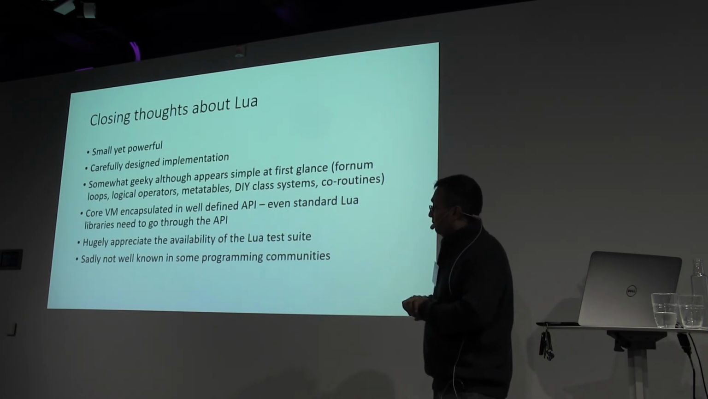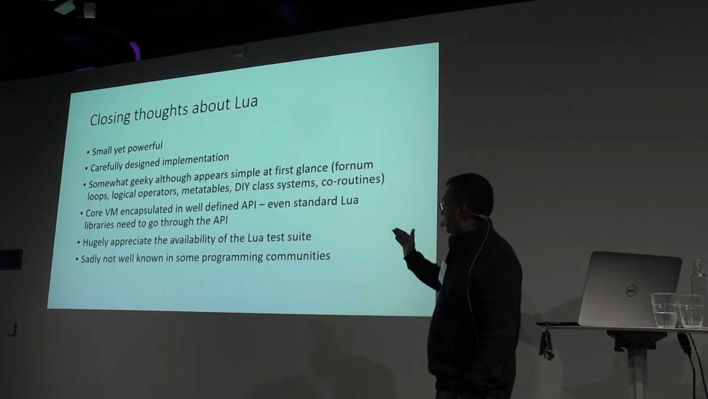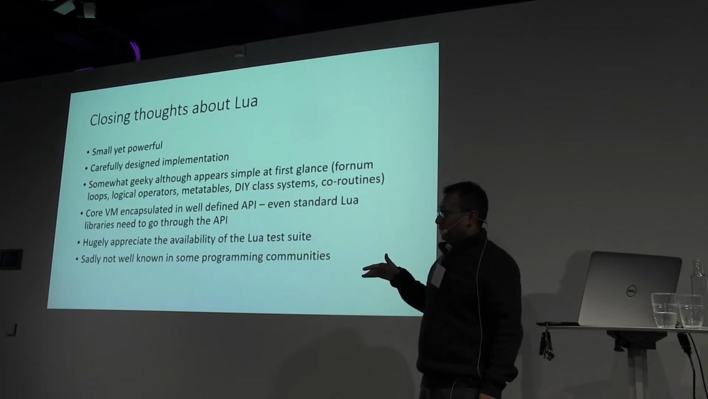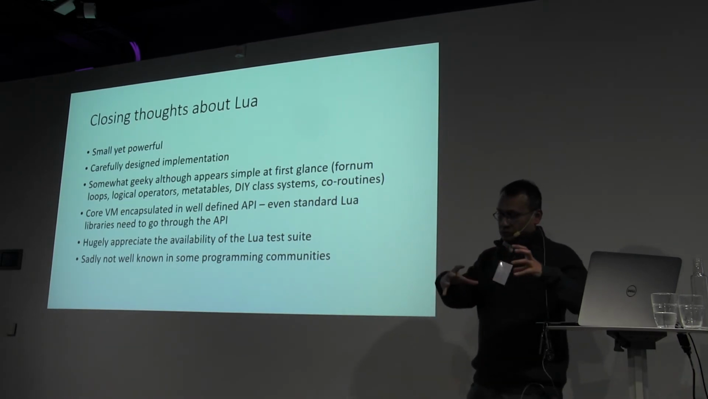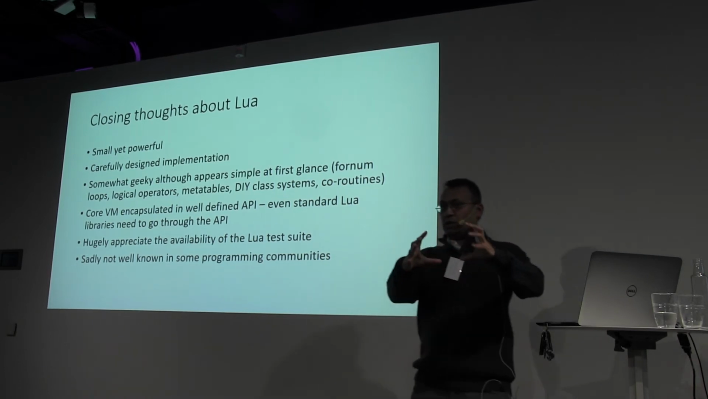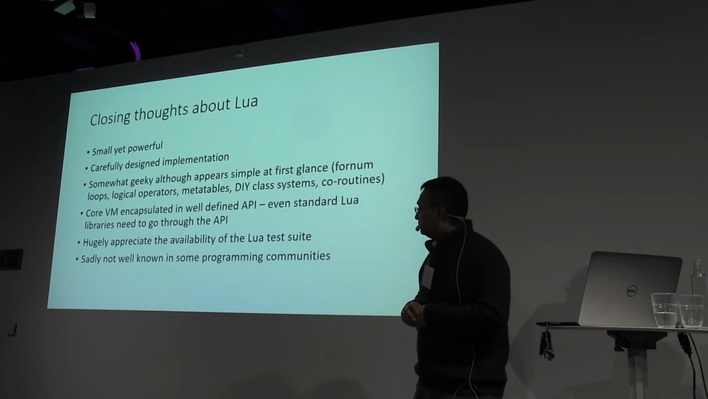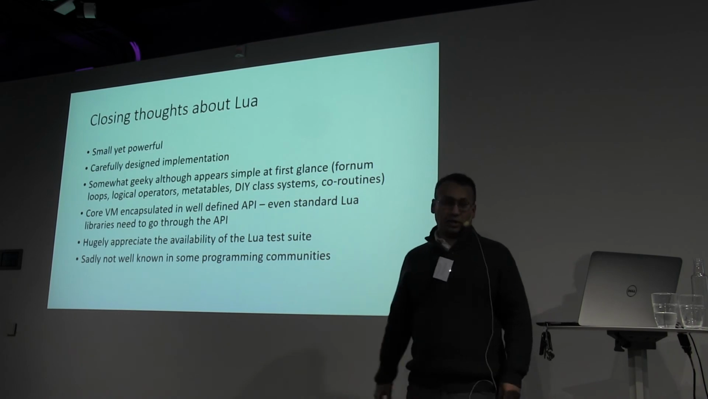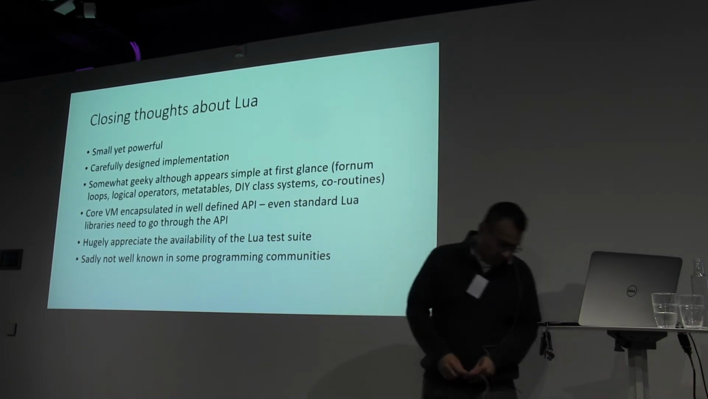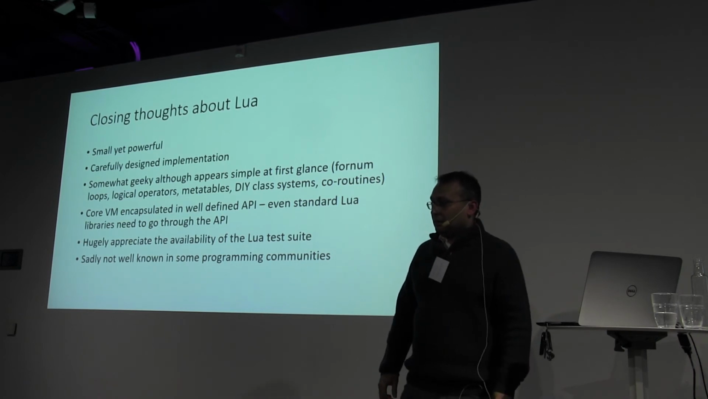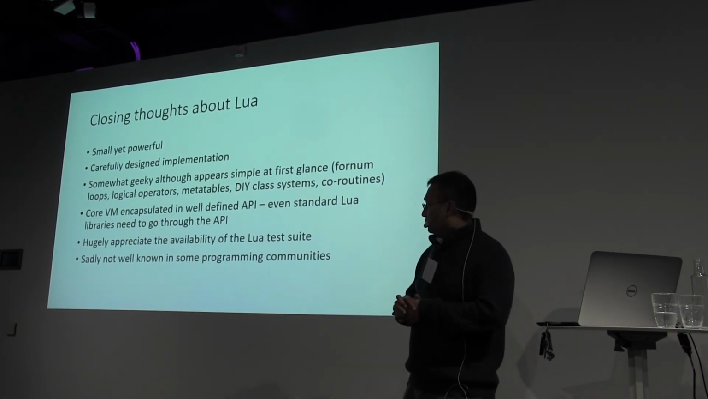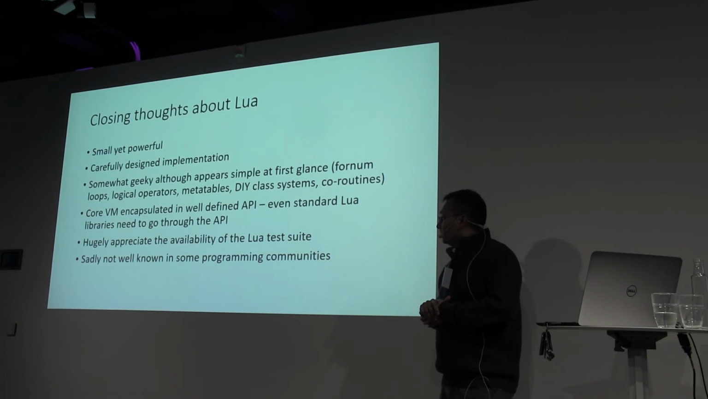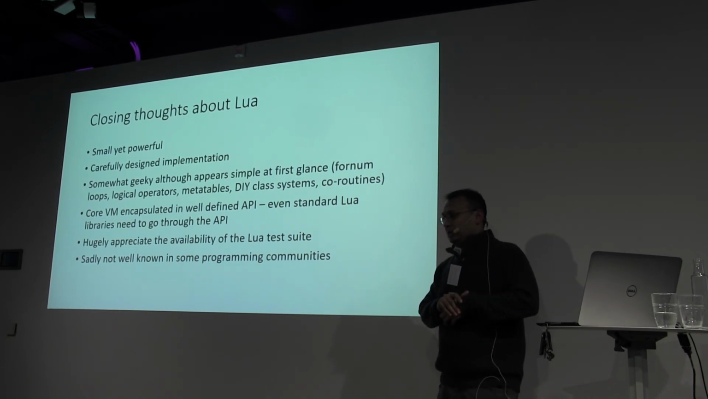It's got a core VM which is very well defined and encapsulated in an API. Even the standard Lua libraries have to go through this API, which I think is excellent because it restricts the exposed amount of interface. So if you've got this working, then everything else will work. And obviously the test harness that you mentioned has been absolutely fantastic for my purposes, because it's helped me to identify bugs and fix problems, and it's very extensive actually. And although you said its purpose is not to test the language, I think it does check the language features as well.